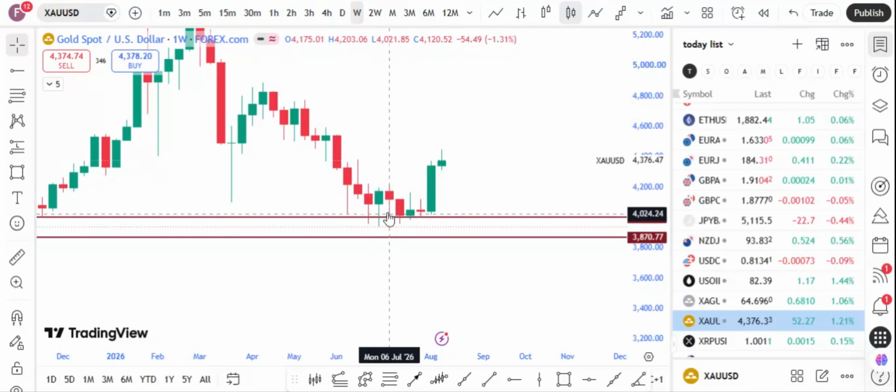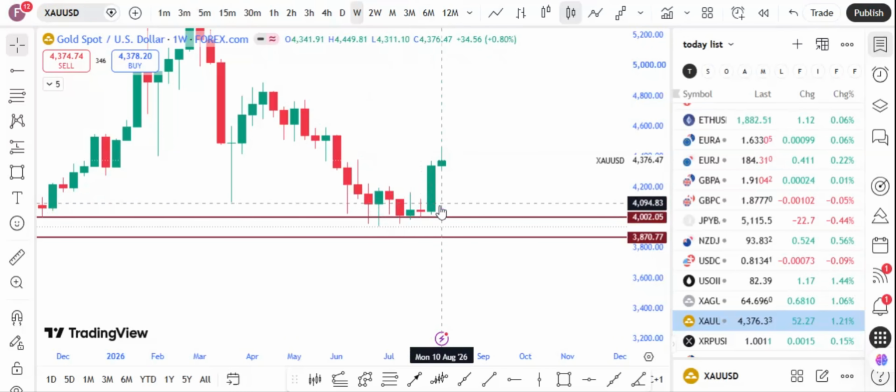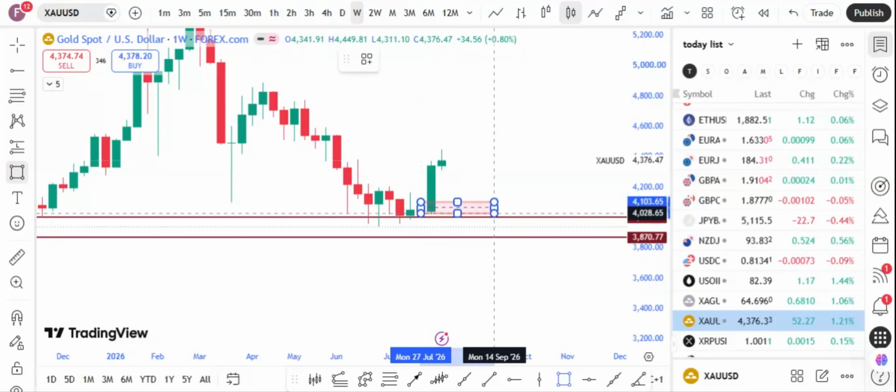As you can see, there was no bullish engulfing candle here. There was none around here, despite all the rejection that happened. Throughout the week, there was no bullish engulfing candle until this particular one printed. So that changed the monthly bias to a buy.